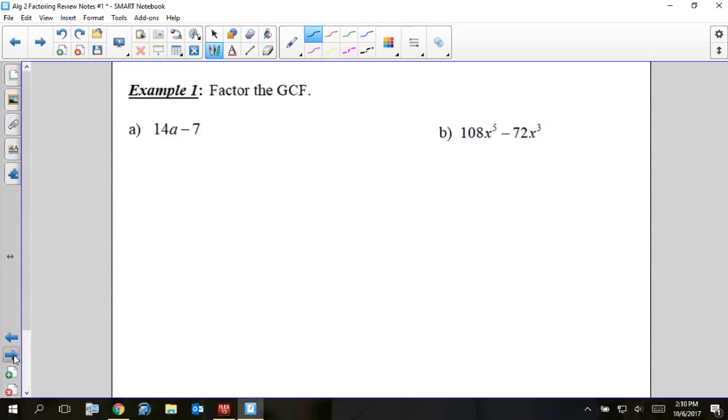So when you distribute, what operation are you doing? I've already said it. When you distribute, you are doing what operation? Multiplying. So if we undistribute, what's the opposite? Dividing. So you look at 14a and you look at 7. There's 2 terms. Look at both terms. What are they both divisible by? 7?